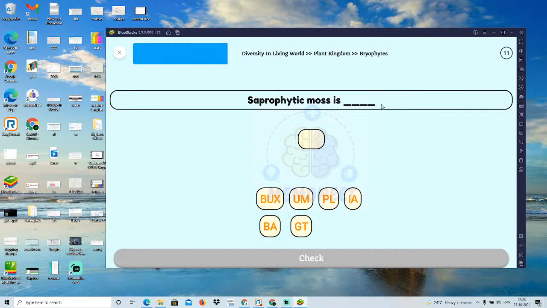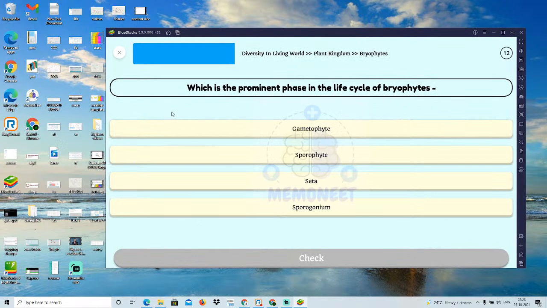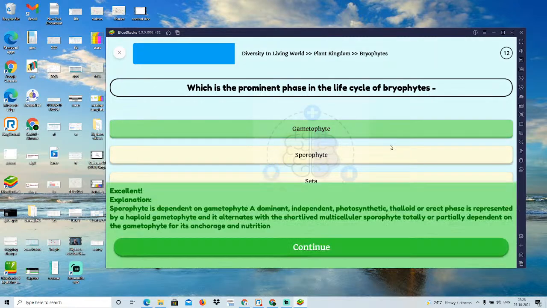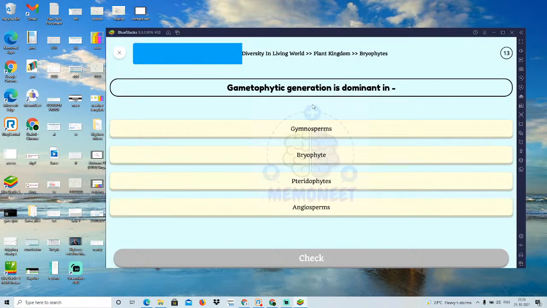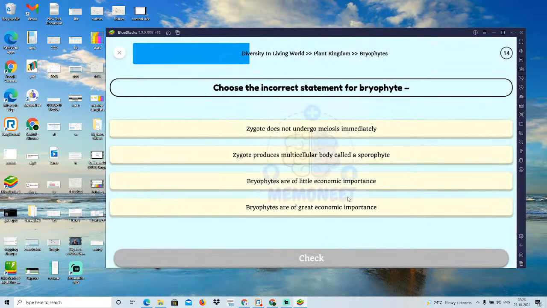Saprophytic moss is, I don't know. I'll just go to the next question. What is the prominent phase in the life cycle of the bryophytes? The prominent phase is the gametophyte. We studied that in moss. The predominant stage in case of a moss is a gametophyte. So gametophytic generation is dominant in, yeah, again, it is bryophytes. It's just the same question asked in a different way to make us remember.